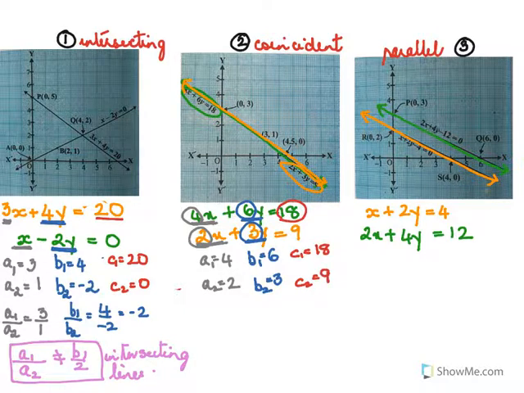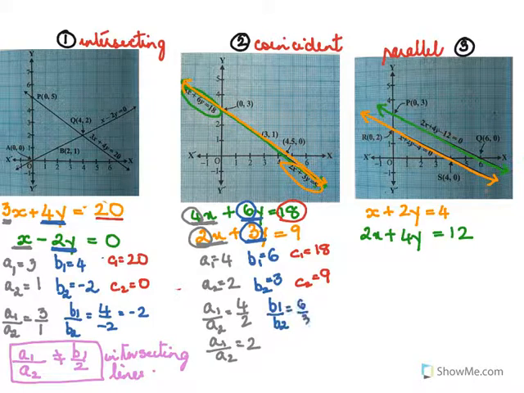Now back again, we'll find out what is a1 over a2. That is 4 by 2, so a1 by a2 is 2. Now let's find what is b1 by b2. b1 by b2 is 6 by 3, and b1 by b2 is also 2. Now we get up to c1 by c2. c1 by c2 is 18 by 9, and c1 by c2 is also 2.